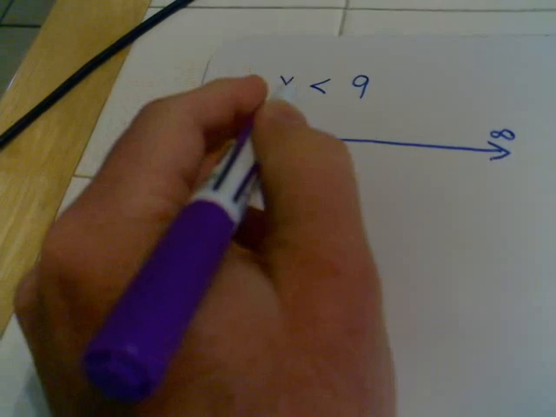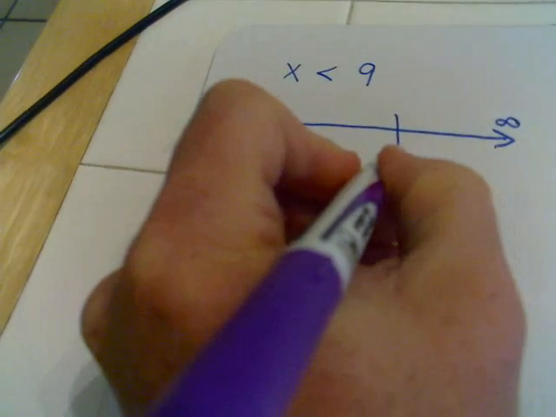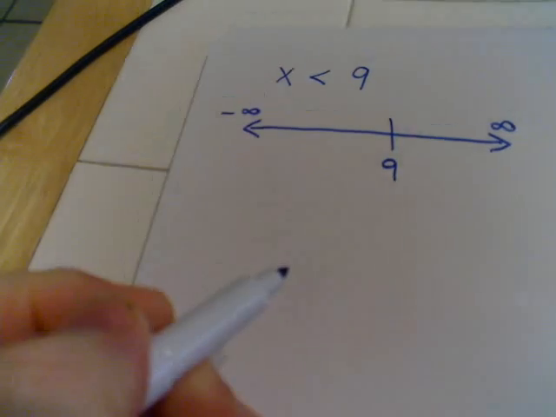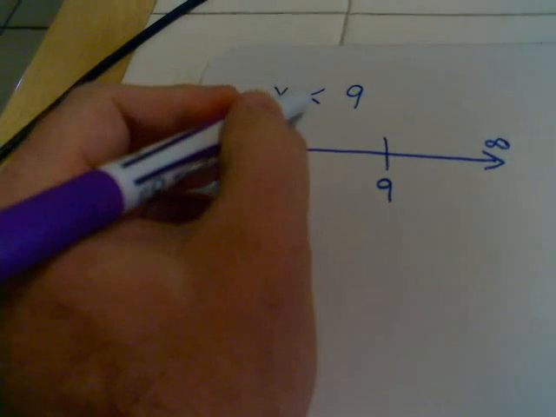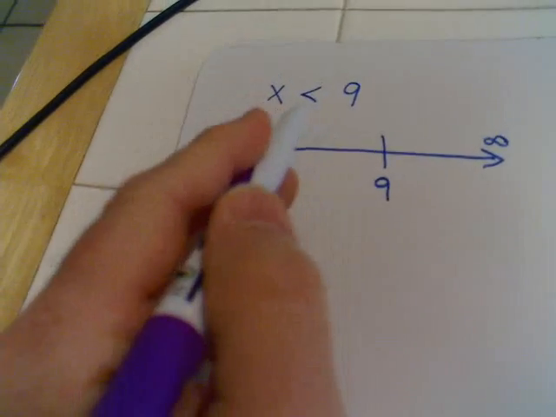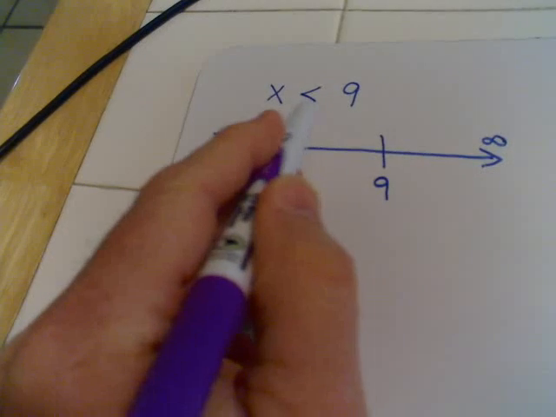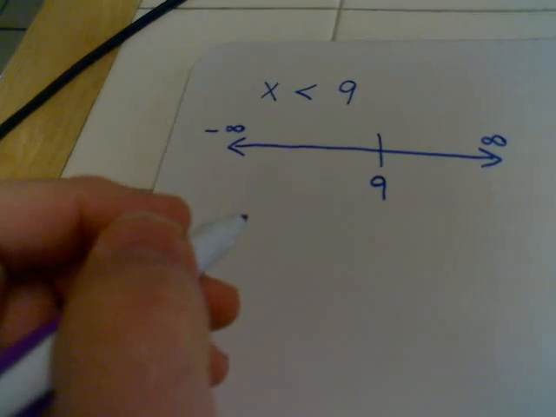Now, if I'm trying to graph x is less than 9, the first thing I do, of course, is find the number 9 on the number line. And what you pay attention to is this. x is strictly less than 9, which means it's not equal to 9. So therefore, the number 9 is not included in my set.